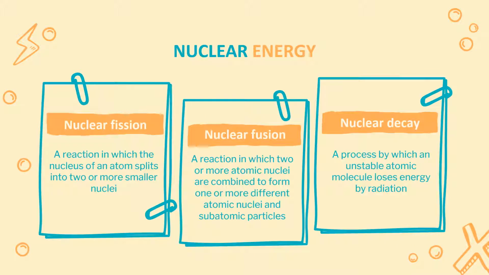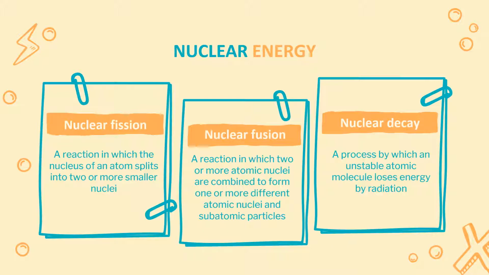When talking about nuclear energy, one question bursts to mind. How do we extract or obtain this nuclear energy from the binding energy of an atom? So, there are three distinct ways to extract the binding energy from an atom, which are nuclear fission, nuclear fusion, and nuclear decay.